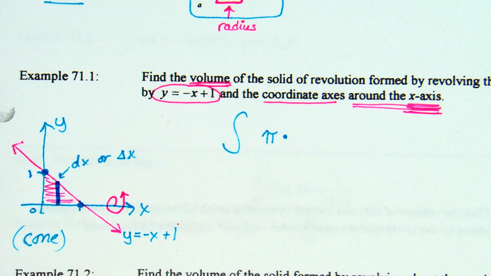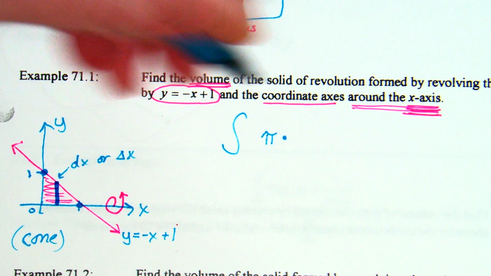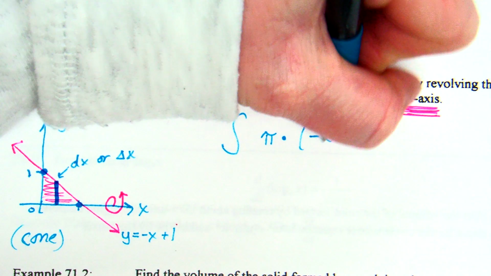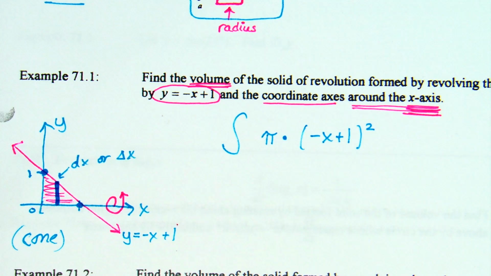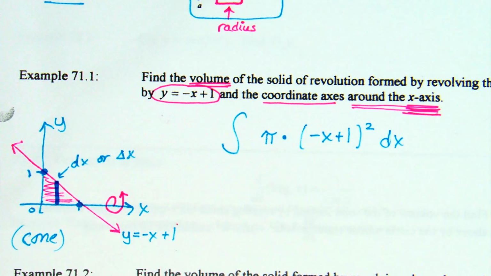It's kind of the idea, you guys know when we did area, we did upper minus lower. But before we did upper minus lower, we just did integral of the upper. That's kind of what we're doing today. When we get to Washer method, we'll talk upper minus lower, or a variation of it. But right now, it's always just going to form a solid thing. So we're going to do pi times the function squared, so negative x plus 1 squared, times dx, which represents the change in x, or it represents the width of one of those little discs.